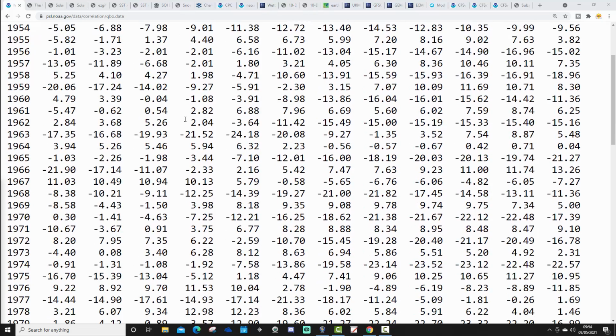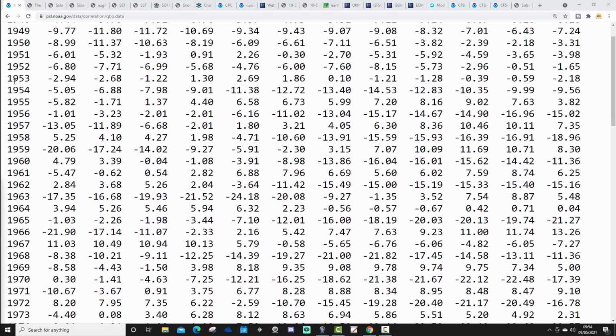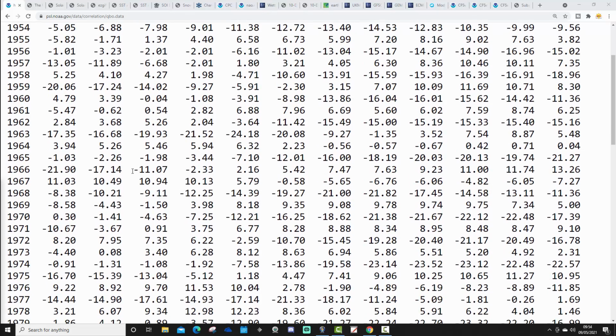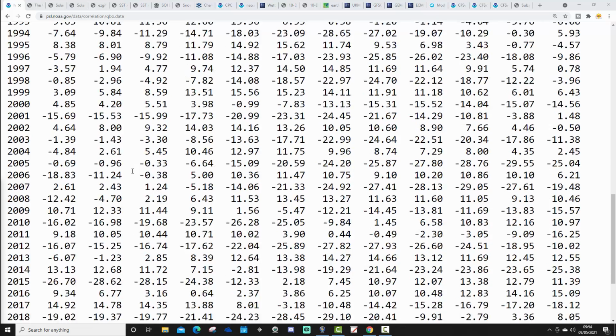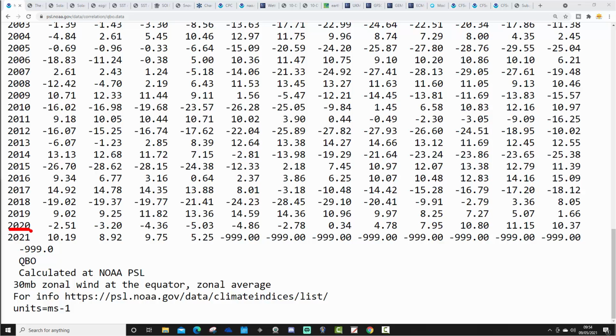If you come down through the decades, we started in 1948, but it's unreliable back there, so reliably it's from around 1953, 1954, I think. We come down through the 70s, the 80s, the 90s, and we get down into the current year, which of course is 2021. So we see that we begin this year with quite a strong westerly QBO number, plus 10.19. So westerly QBO for January, westerly QBO for February, 8.92, a little bit strong with westerly QBO for March at 9.75.